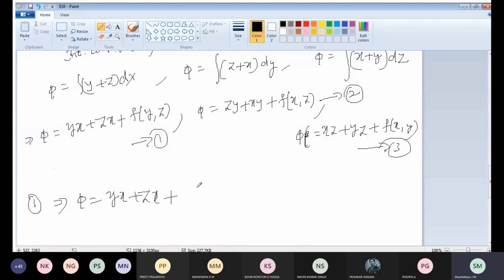Now let us find the value of f of y comma z. For finding f of y comma z, you can use equations 2 and 3, because I have already used equation 1 for writing the solution. In that equation I got an integrating constant, that is f of y comma z, and I need to find this value. That's why I am using equations 2 and 3. Suppose you take equation number 2, then for finding the value of its integrating constant you can use equations 1 and 3. Suppose you use equation 3, then you can use equations 1 and 2. Okay, any doubts?